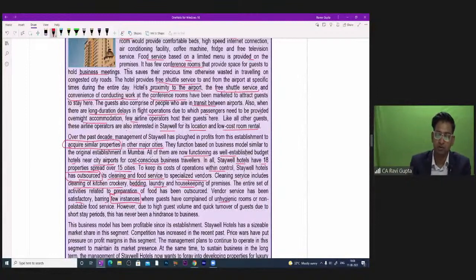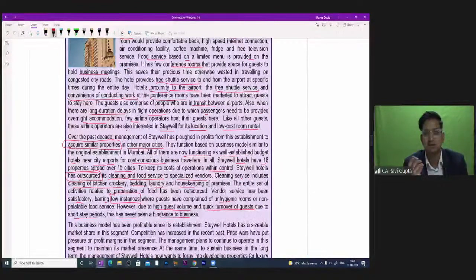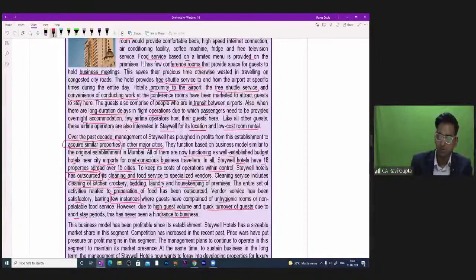food services. However, due to high guest volume and a quick turnaround of guests due to short stay period, this has never been a hindrance to the business. What they are saying is that we have a volume, a huge number of guests. Why should we be looking at those people who are complaining? There are only few instances, so why should we bother? We will not be bothering, and they are staying only 1 or 2 days, and then they will be going to some other destination. So why should we be bothering about them? They are complaining that hygienic food is not available.